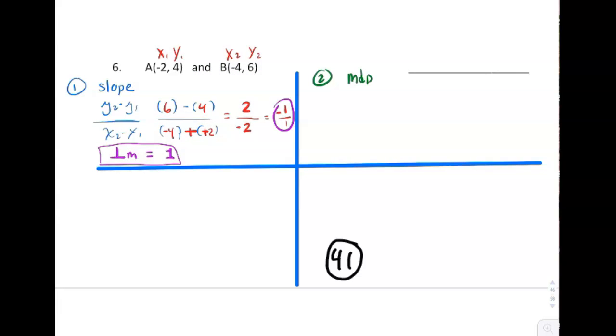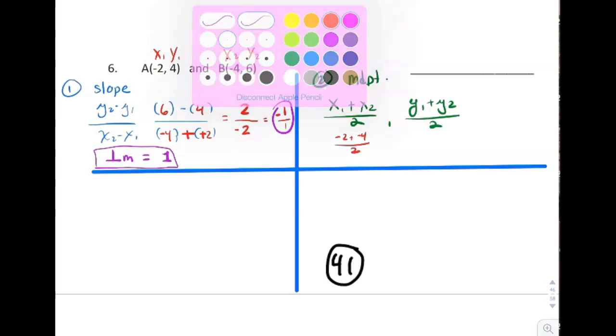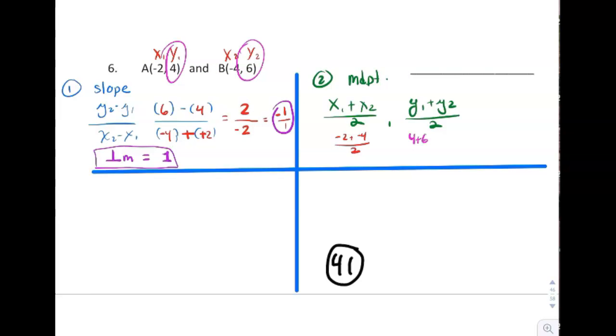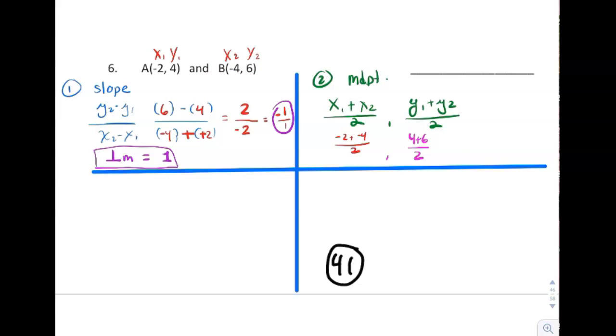Step 2 is to find the midpoint. And midpoint is add up the 2 x's and divide by 2, add up the 2 y's and divide by 2. Add up the 2 x's and divide by 2. And then I'm going to add up the 2 y's and divide by 2. That will give me -6 over 2, which is -3, and 10 over 2. So now I have my midpoint.